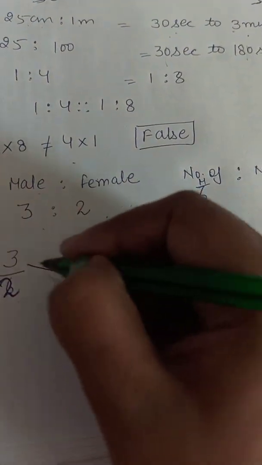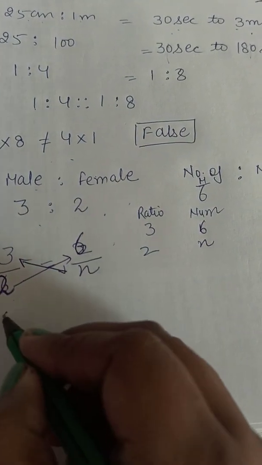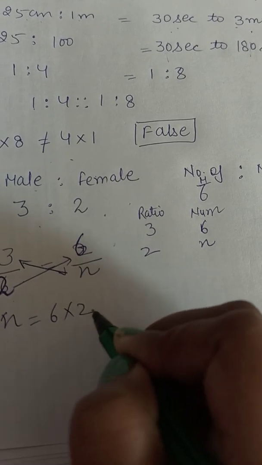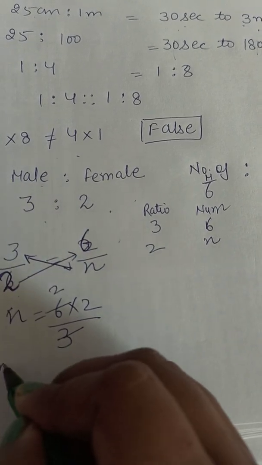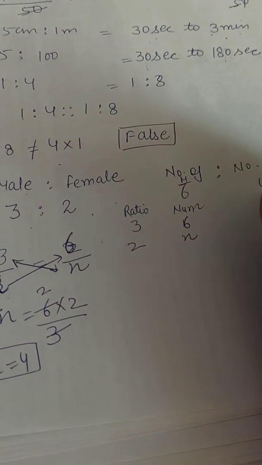Cross multiply. This 2 will go there, x will come here. 6 multiply 2/3. 3 2s are 6, 2 2s are 4. It means the number of females is 4.